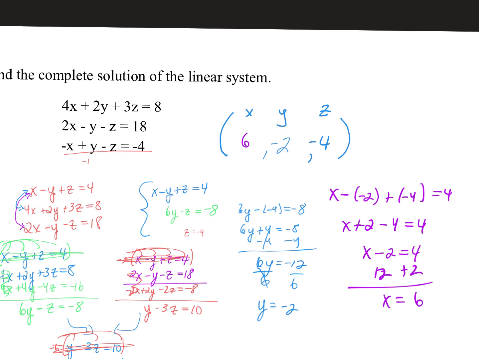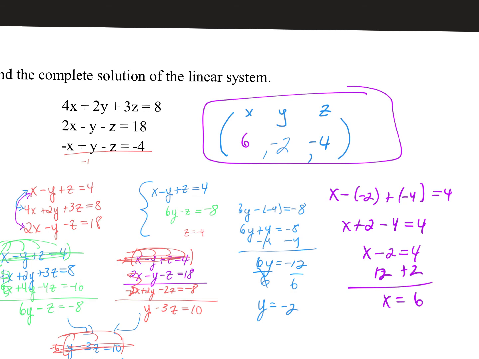Right? Does that look like it probably is the correct answer? I would take 2 seconds, pick up your calculator, and just plug in. I'm going to hit 4 times the x I found, which was 6, plus 2 times y, which is negative 2, plus 3 times negative 4. When I hit enter, I should get out 8, and I do.